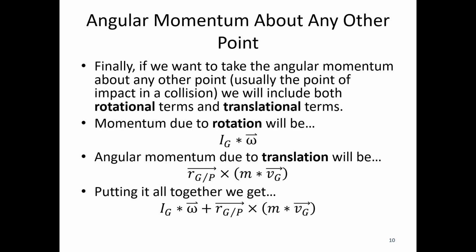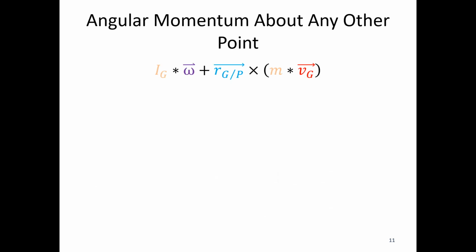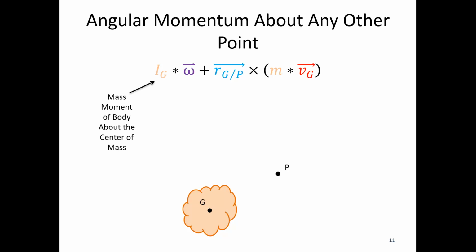So let's look a little more in detail at what all of these terms are in our situation. Say we've got some generic body floating through space. There are 2 points of interest. We've got the center of mass of that body and then point P, which we are taking the moment about. Most likely this point P is the point of impact in some sort of collision. First term, I_G, is the mass moment of inertia of the body about its center of mass. So whatever your body is, look up your I term about that center of mass, and that's the first term. We've seen that before.